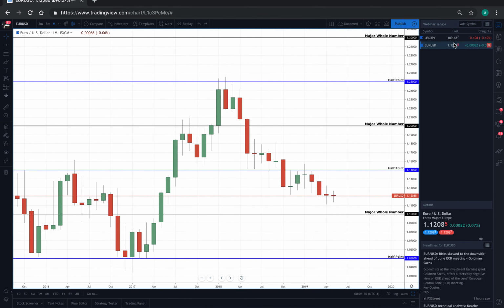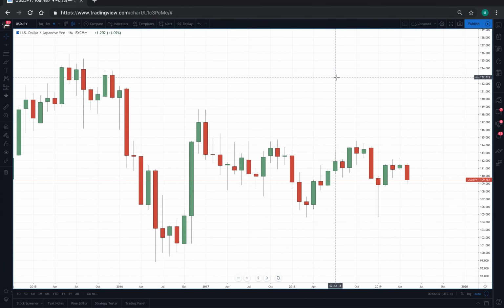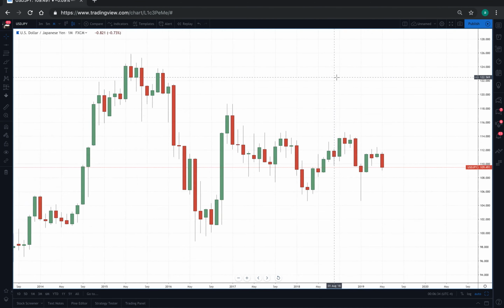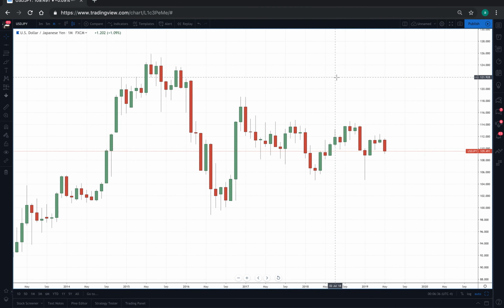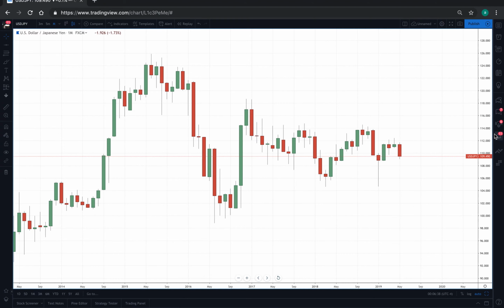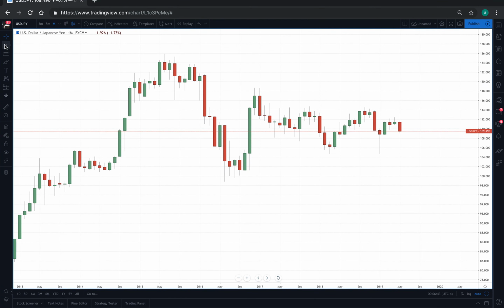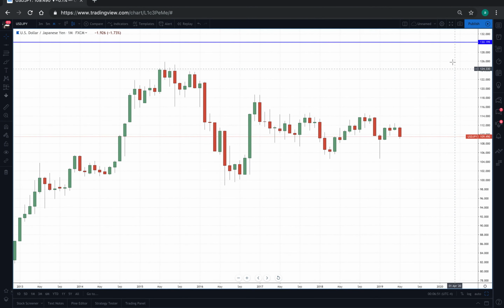Let's do one more chart here, and we're also going to be talking about the quarters. This is USD Japan. So just another practice of how you do this. I always like to just start off with the major whole numbers. So again, major whole numbers up here, like 130.